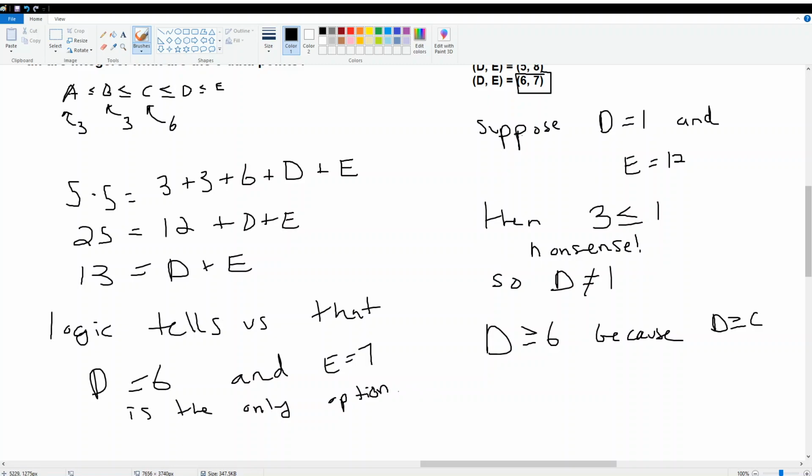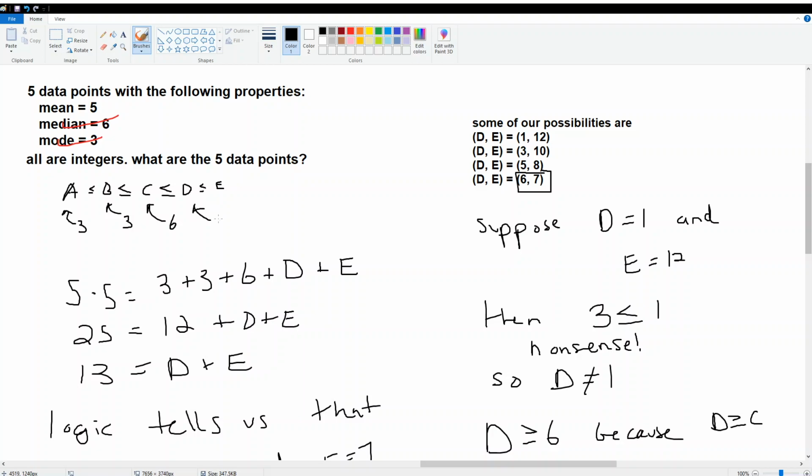Can't do 8 and 5 because then your median would be 5 and not 6. Same logic holds for all of them. So therefore, D is 6 and E is 7. Now you might have one more question. You might say, hold your horses. You told us the mode was 3. We got two 6s. We've got a mode of 6. You bamboozled us. Please explain.